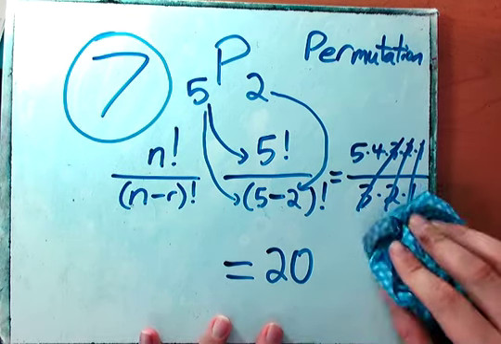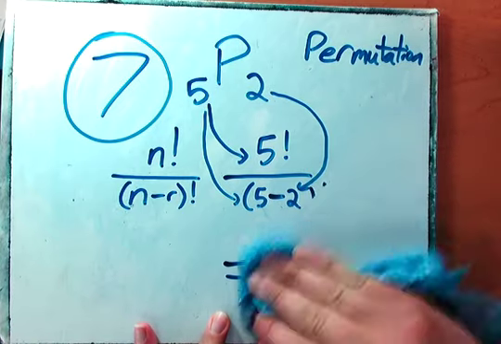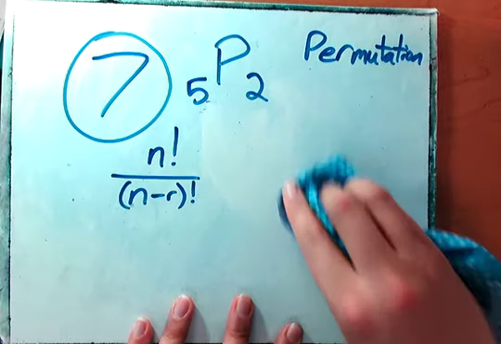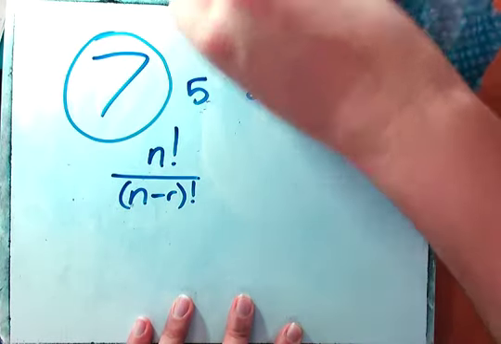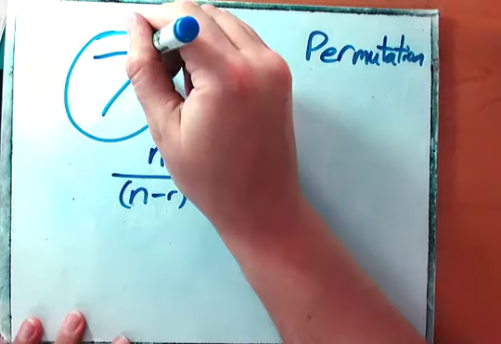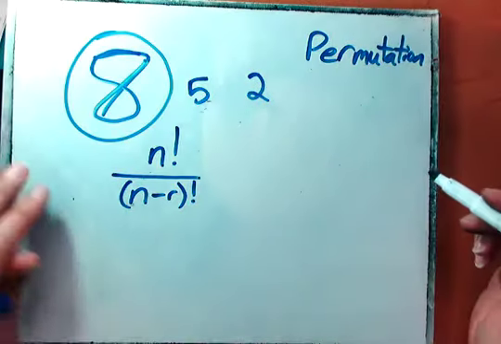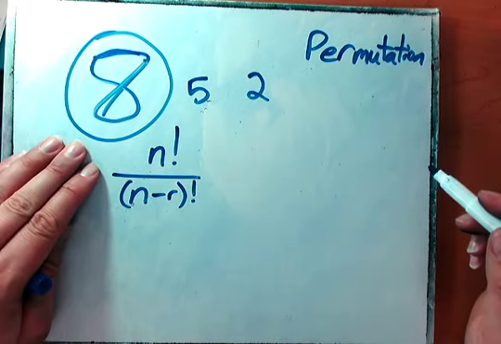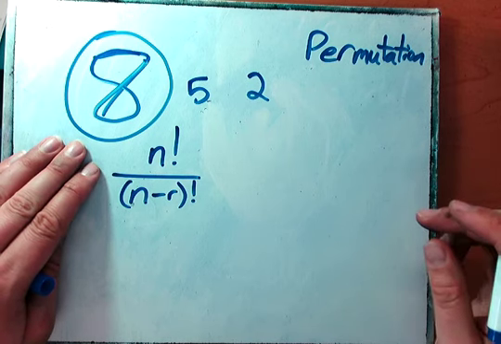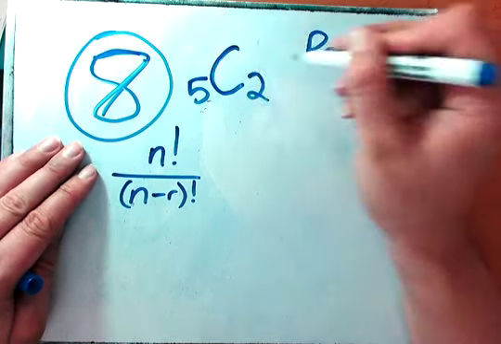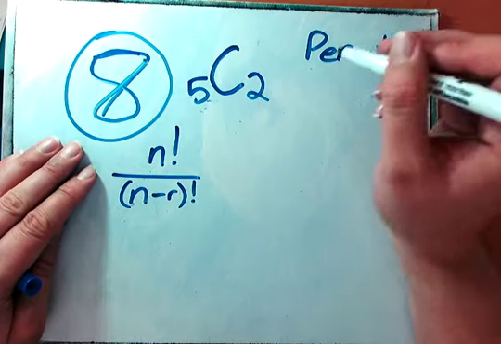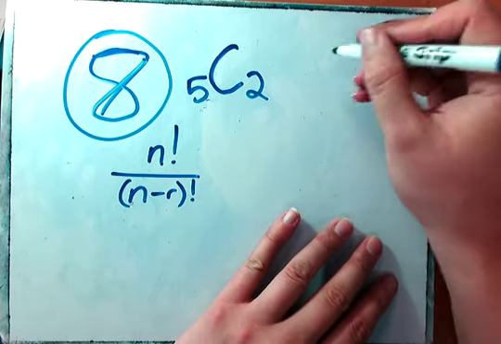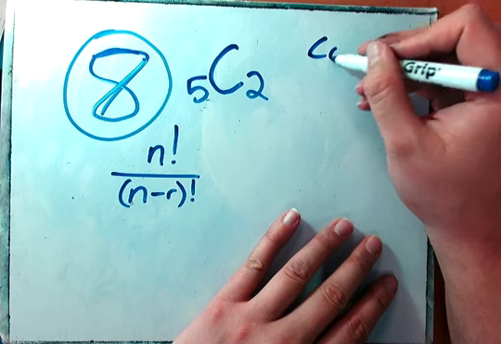Now, to switch it up a little bit, I'm going to erase most of this here, but I'm going to say that for question 8, and we got question 8 here, we're doing 5 choose 2. Now you might not think that's very important, but 5 choose 2 are combinations.